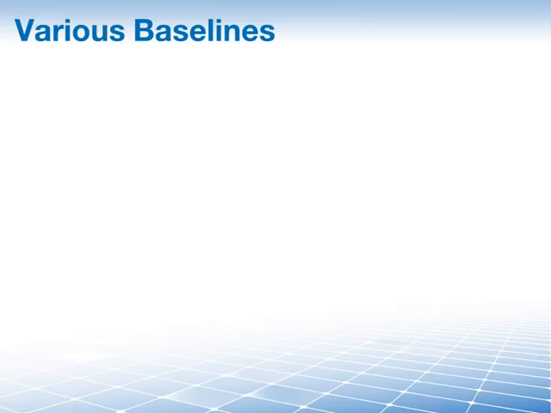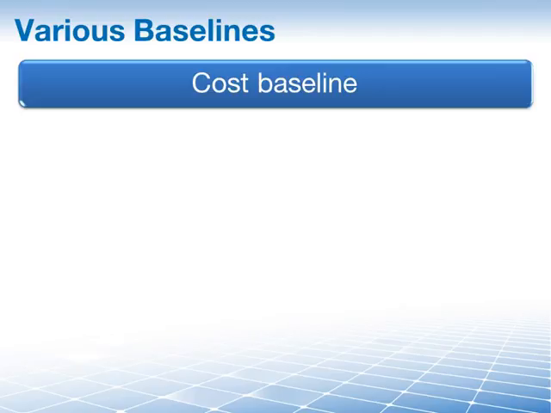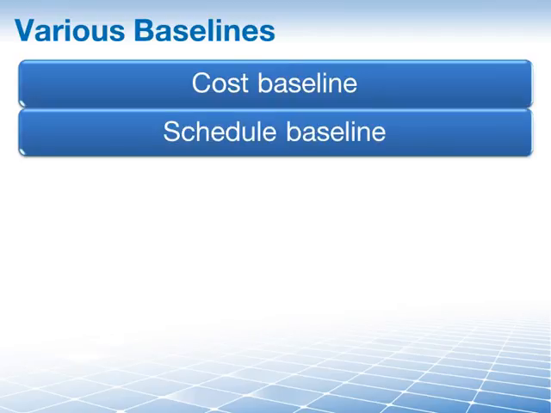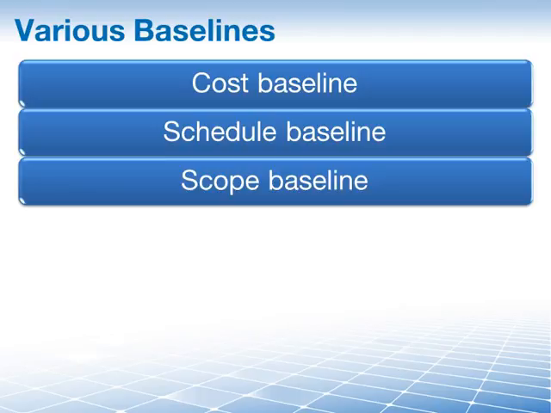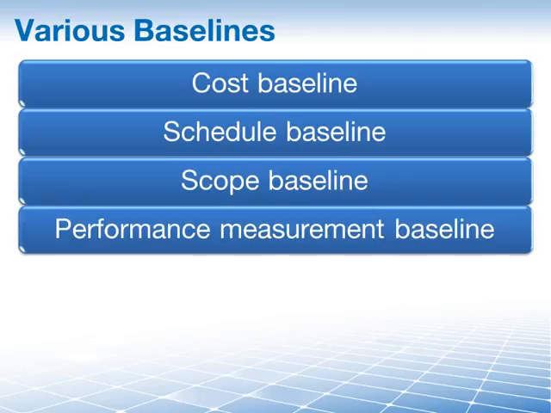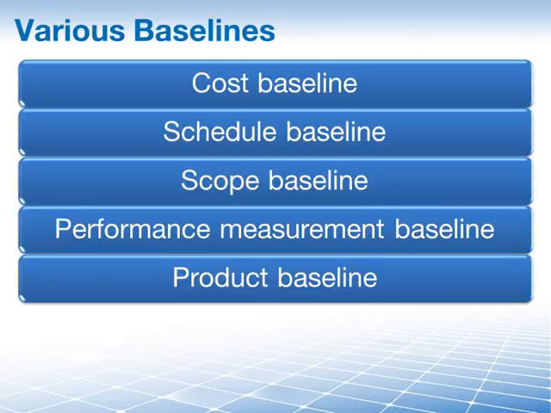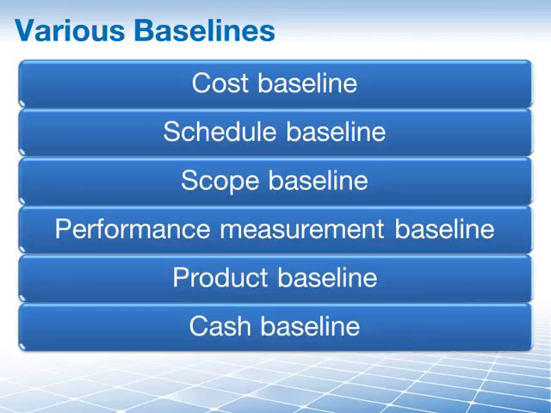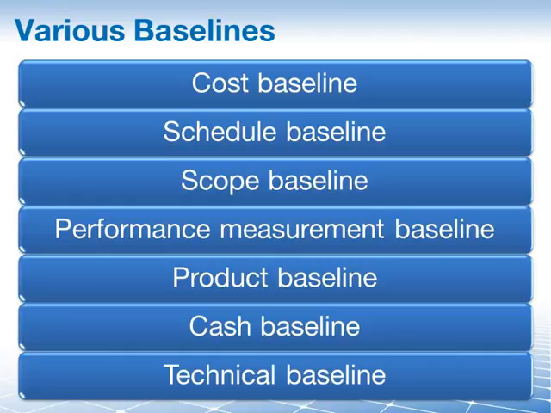Here are some of the names of the baselines that you may find on your project and also as you prepare for the PMP exam. First of all, the cost baseline, then there is the schedule baseline, the scope baseline. We also have the performance measurement baseline. Next, the product baseline, the cash baseline, and finally, the technical baseline. The last three aren't really discussed in the PMBOK guide. They're also less common than the first four, so we won't be looking at the last three in detail, but we'll look at the first four in more detail in just a bit.